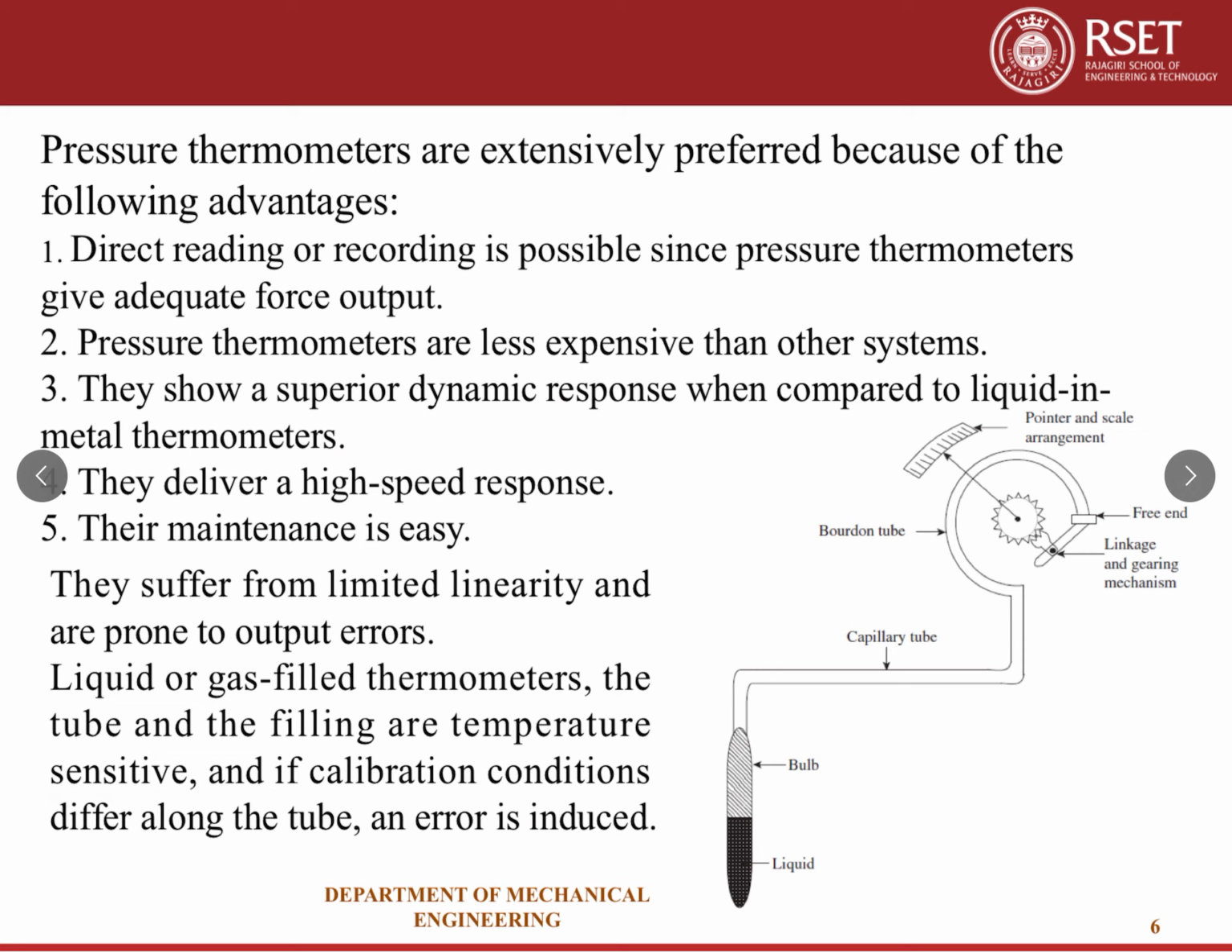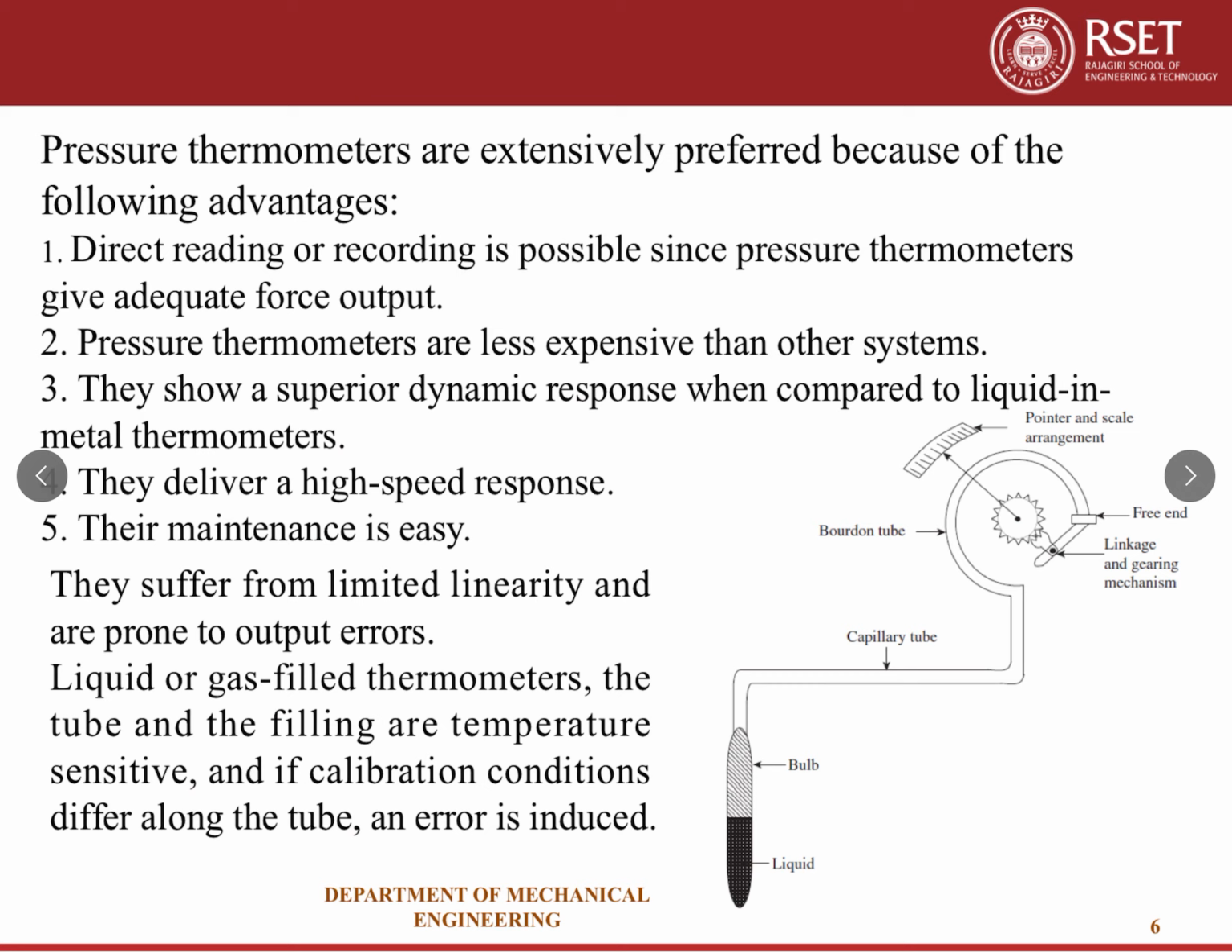So based on the pressure variation, based on the pressure measurement, we are measuring the temperature here. Here we can see a bulb which contains a certain liquid, vapor, or combination of liquid and vapor. Then we have a capillary tube followed by a Bourdon tube with a scale and needle with a linkage mechanism, gear mechanism.